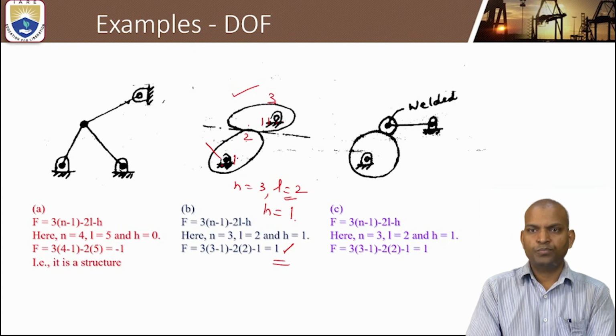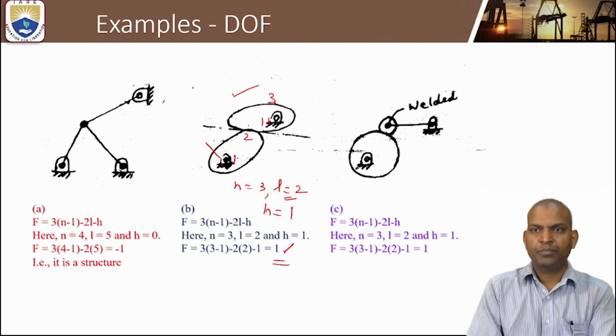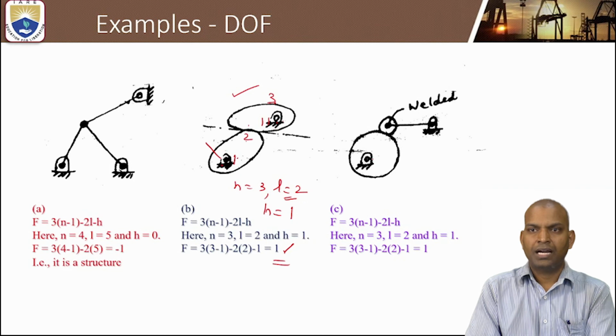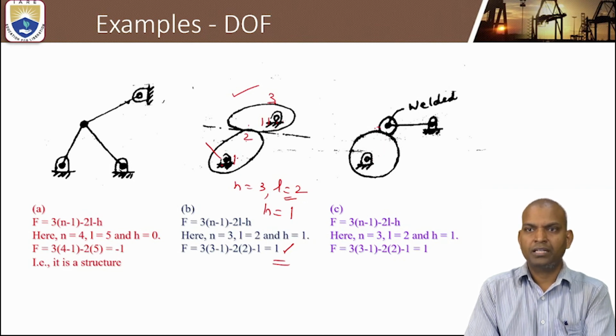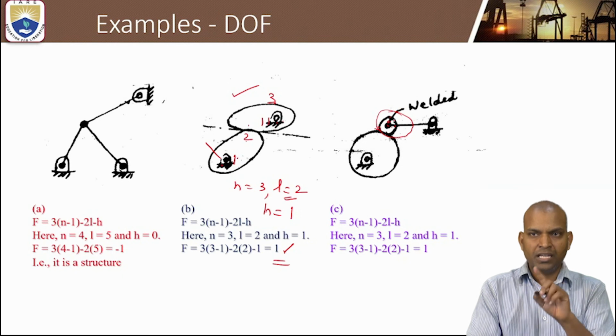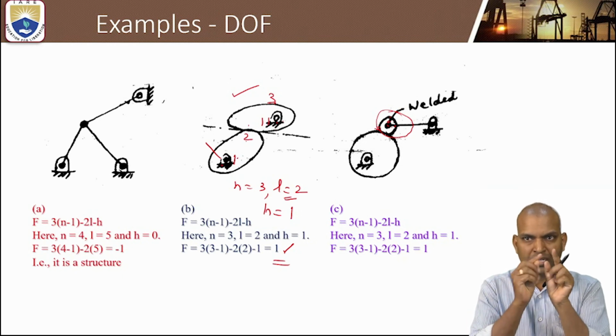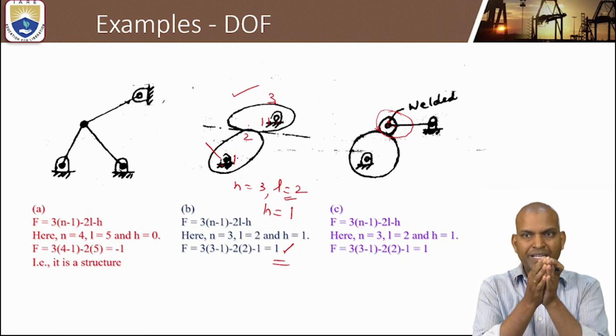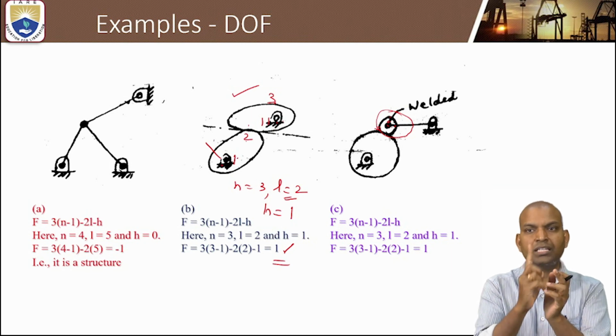Now, similarly, if we observe the figure C, the number of links equal to 3, number of lower pairs equal to 2 and higher pair contact equal to 1. Here, very important is that this link 1 is welded here. That means there is no relative motion. This complete link is considered as one link. Even though two parts are there, there is no relative motion between those two parts. It is completely welded, completely constrained, considered as one link.